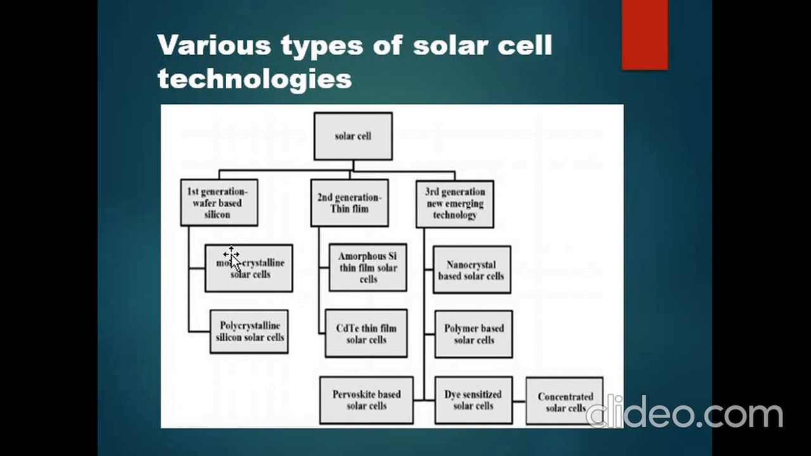In the first generation we will discuss monocrystalline silicon solar cells, and then polycrystalline silicon solar cells. In the second generation we will deal with amorphous silicon solar cells, cadmium telluride thin film solar cells, and also CIGS solar cells. In new emerging technologies we will deal with nanocrystal or quantum dot based solar cells, polymer based solar cells, perovskite based solar cells, dye-sensitized solar cells, and concentrated solar cells. So let's start with the first, wafer-based silicon solar cell.